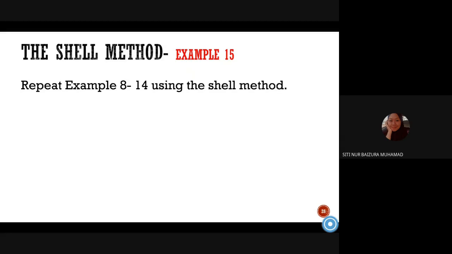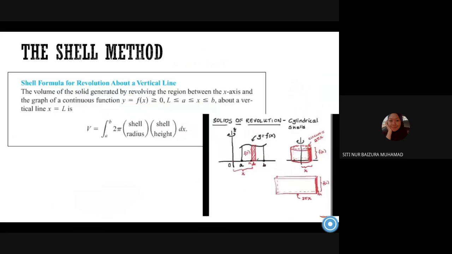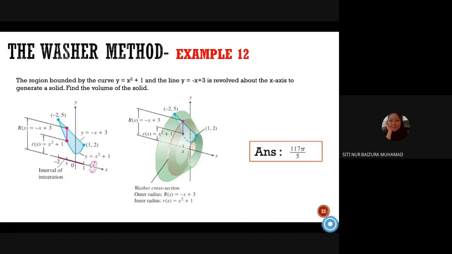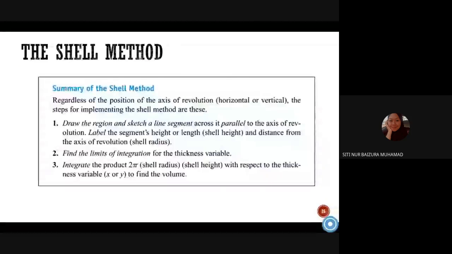Okay, but maybe I can discuss with you example yang ni dulu kejap. Yang ni 8-5. Example ni, rasa macam pernah discuss ni. Saya tunjuk.